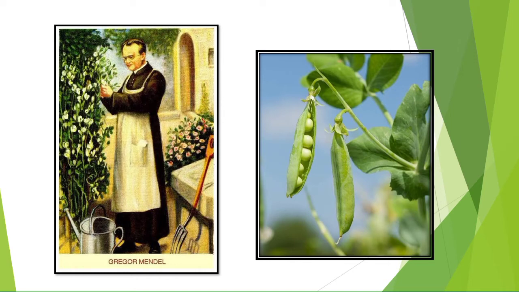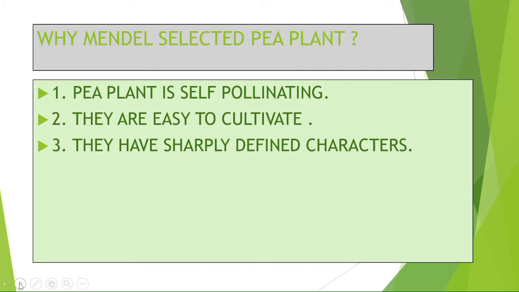He chose pea plant for three reasons. First, pea plants are self-pollinating. Second, they are easy to cultivate. Third, they have sharply defined characters.